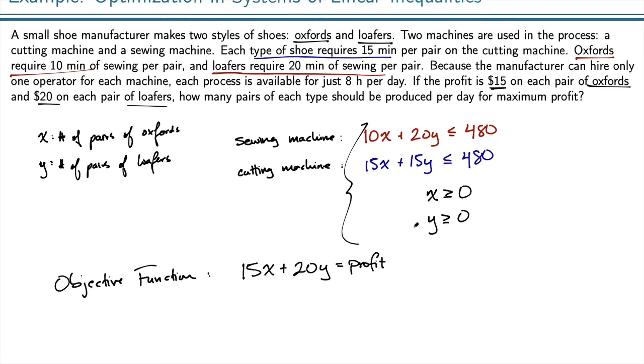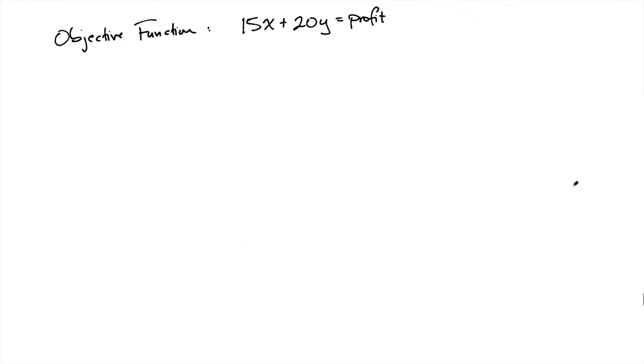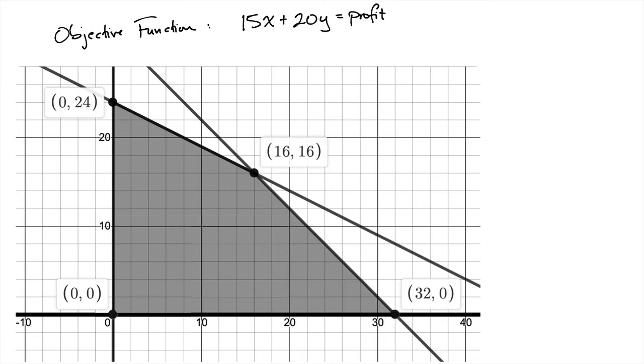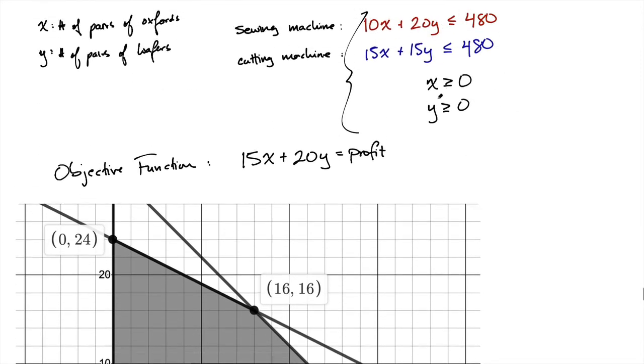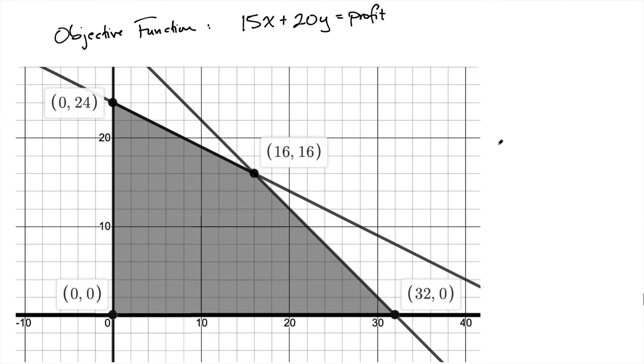So now what we're going to do is look at the feasible region for our system of inequalities. We have a really nice theorem that tells us that if we're trying to optimize a linear function and it is subject to linear inequality constraints, then the maximum or minimum of this has to occur at one of the vertices. So now what we do is we just plug those vertices into this function.